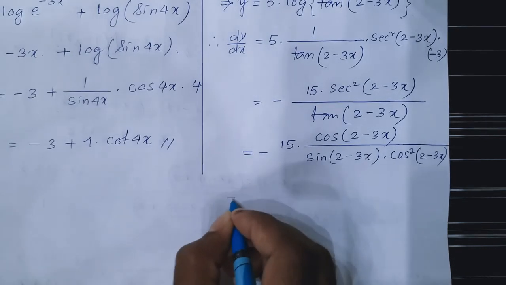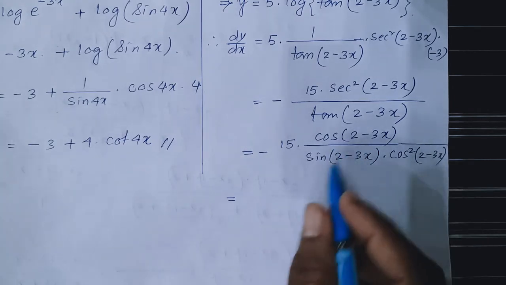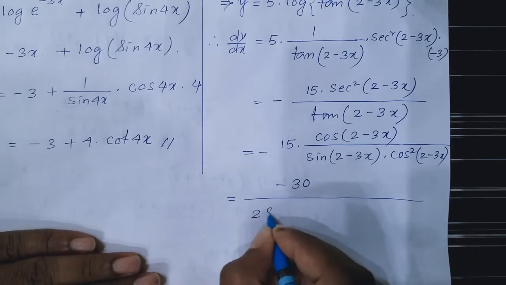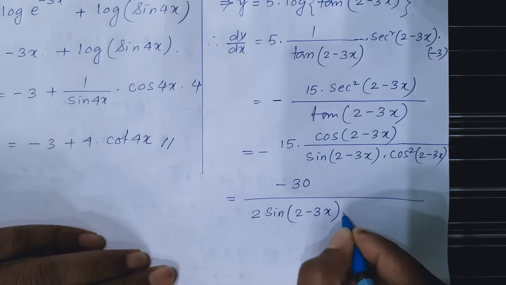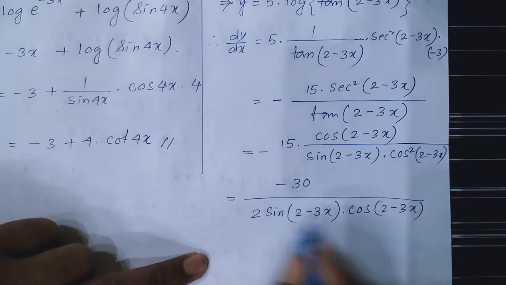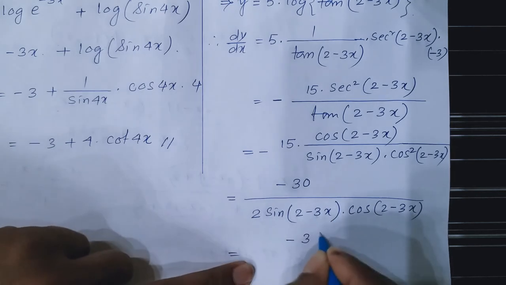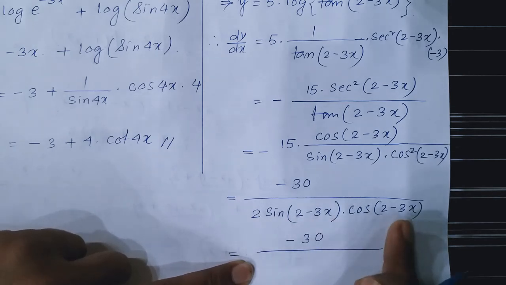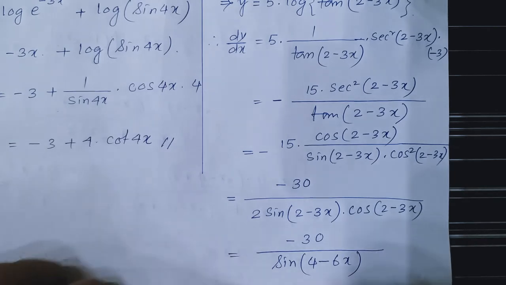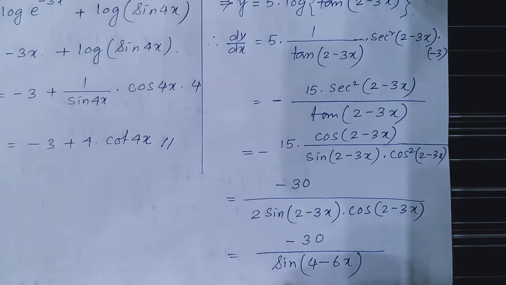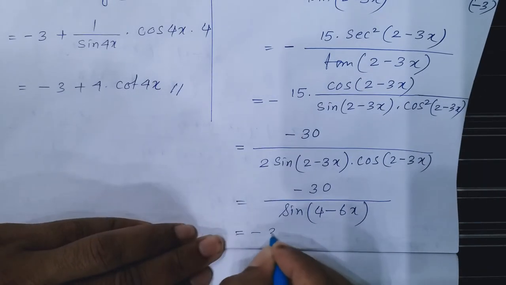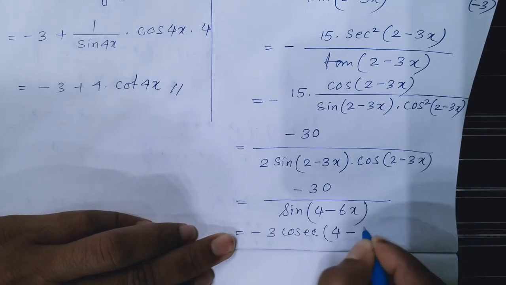So that is equal to, one of the cos cancels. Ultimately I will write minus 30, multiplied by 2, divided by twice of sin of 2 minus 3x into cos of 2 minus 3x. I have made it into a product of 2 to get the formula actually. So that is equal to minus 30 divided by twice sin a cos a, that is sin 2a. So you can write sin 2a means sin of 4 minus 6x. So that is equal to, you can directly write, minus 30 cosec of 4 minus 6x.